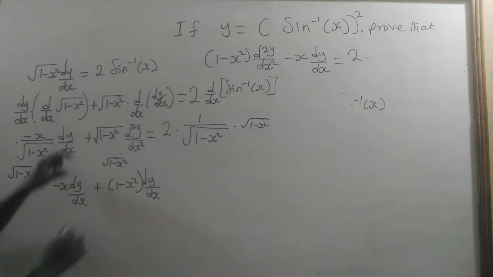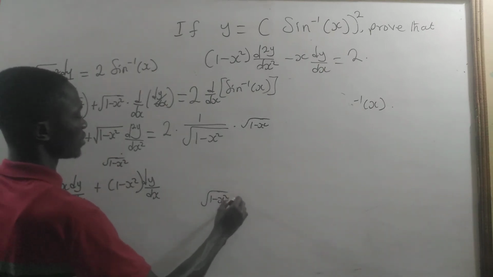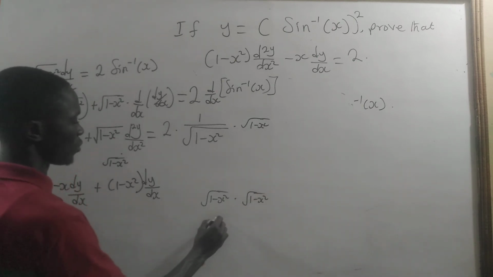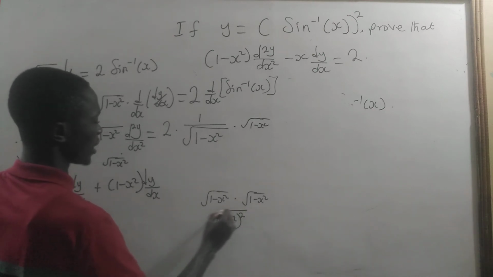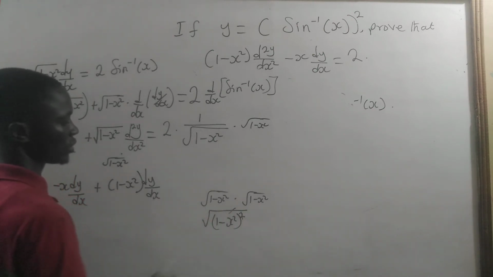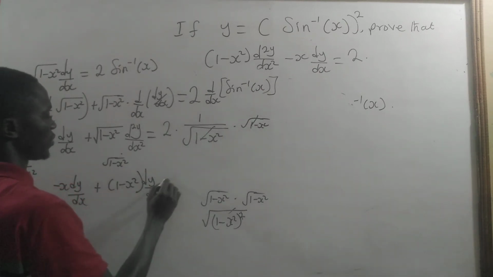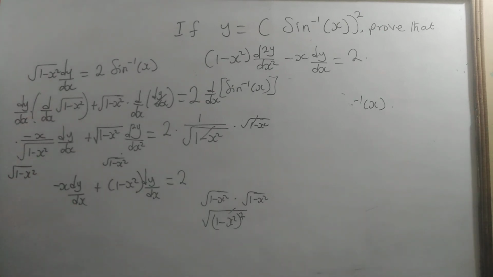Check why. We are multiplying this. It is square root of 1 minus x squared times square root of 1 minus x squared. So it will be (1 minus x squared) all squared under the square root. So this will cancel that. And this one too, this will cancel this, and we are going to have here 2 equal to 2. I hope the question is solved.